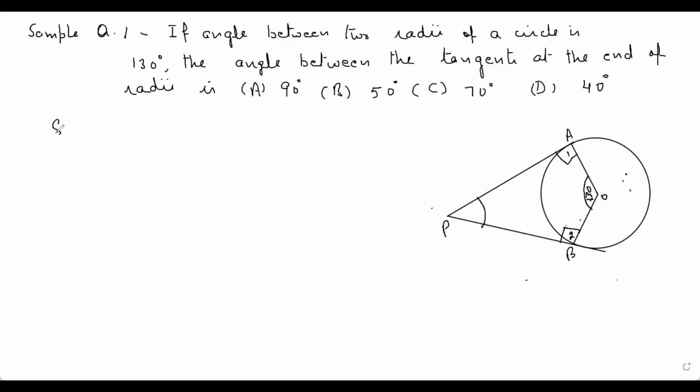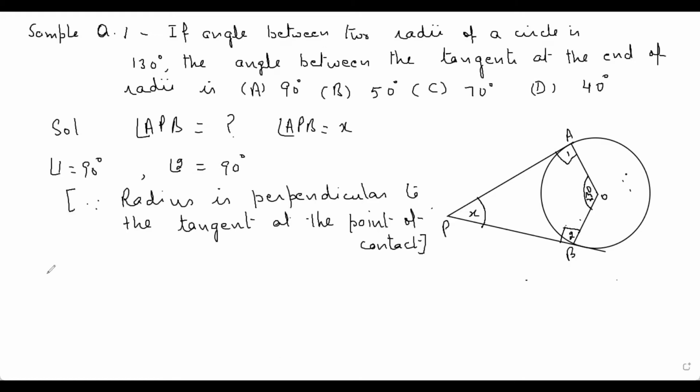Now its solution is, I am to find angle APB. So let APB be X. Now angle 1 is 90 degree, angle 2 is 90 degree. Why? Radius is perpendicular to the tangent at the point of contact.